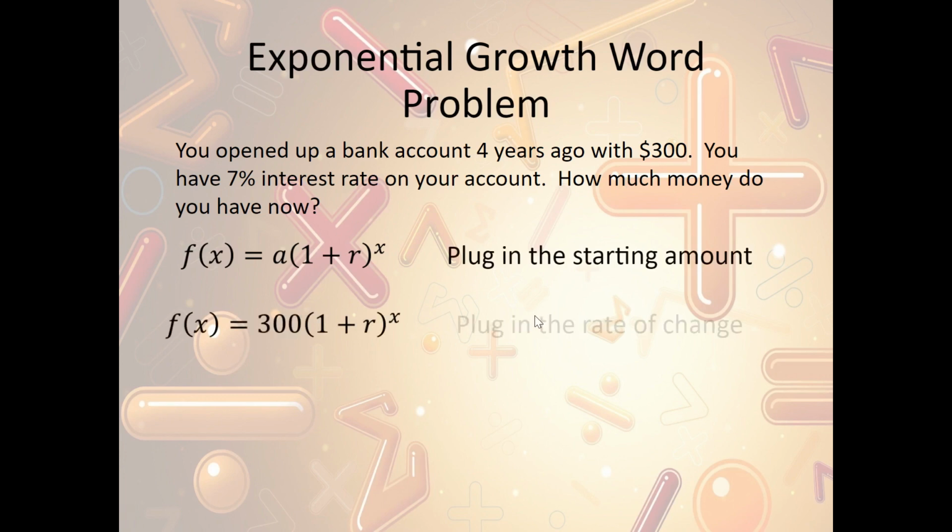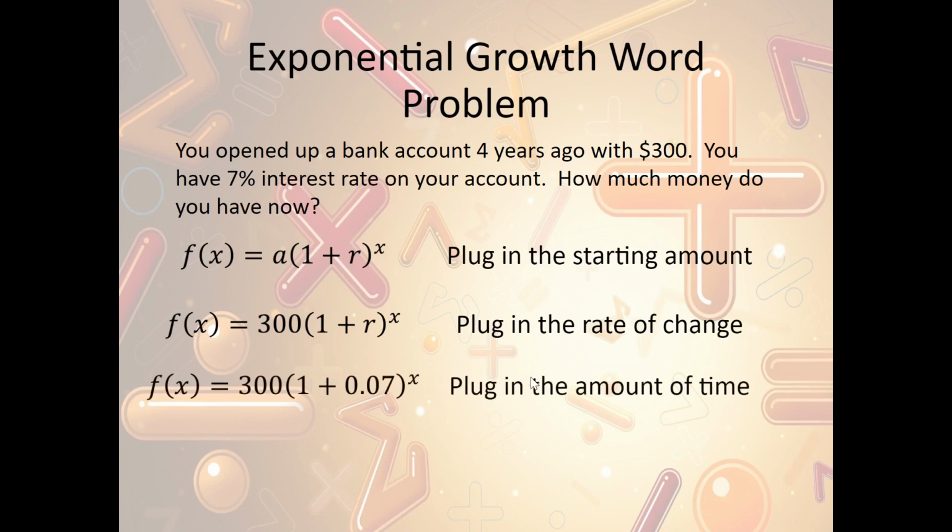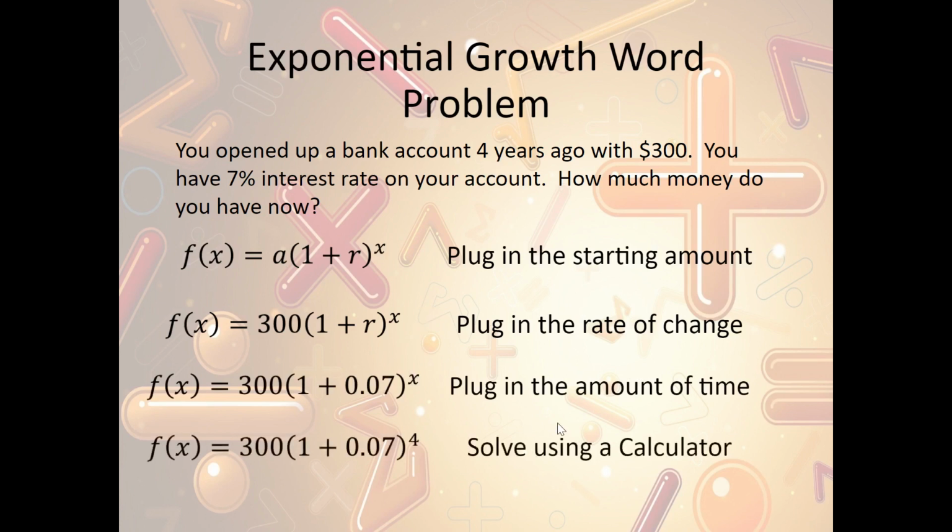Then we're going to plug in our rate of change for r. It says we're going up by 7%. So we move the decimal back 2 places. So that's 0.07 is our rate of change. And then we're going to go by the amount of time. We're going to plug that in. The amount of time was 4 years. So we plug 4 in for x. And then we solve using a calculator. And when we do that, we end up with $393.24.